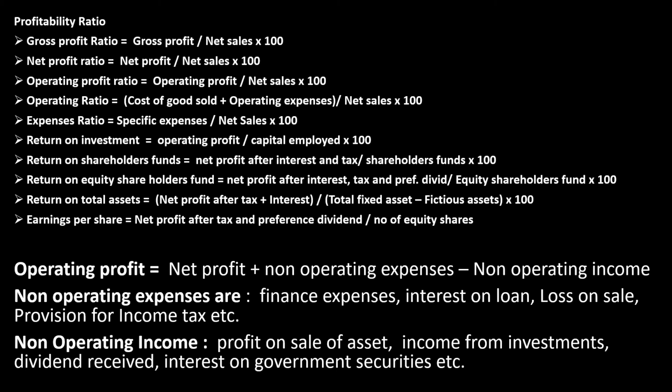Then expenses ratio. For that matter, any expense it can be. It can be interest charges, which means interest ratio. Interest ratio, finance ratio, is called interest divided by net sales into 100. If it's distribution expenses, you will say distribution expenses by net sales into 100. If it is advertisement expenses, advertisement expenses by net sales into 100. If it is salary expenses, salary expenses by net sales into 100. So any specific expenses they ask you to do, you take as a numerator, then divide that by net sales into 100. That will be your expenses ratio.